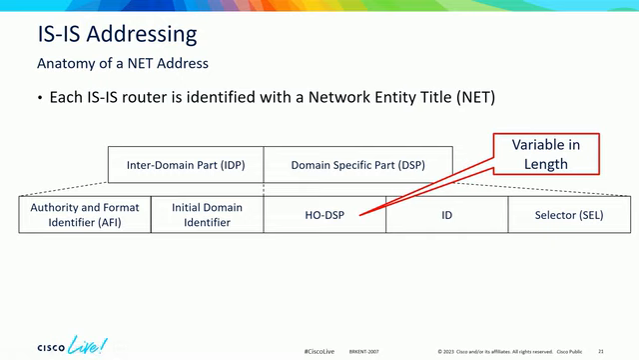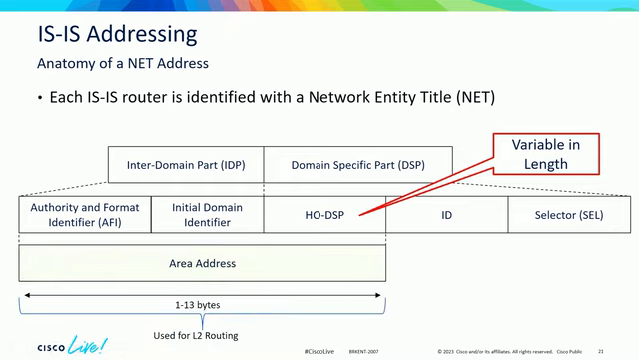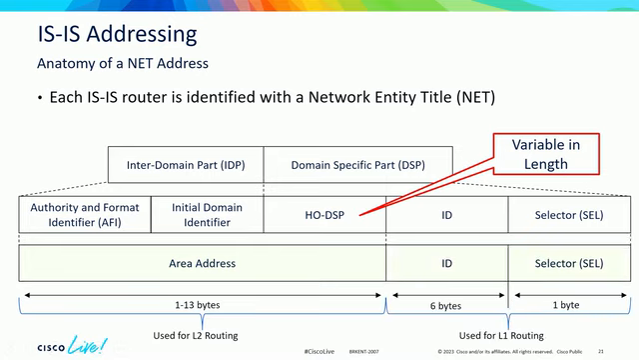Now, diving a little bit deeper, that's where the fun part is. The high order DSP is variable in length. You can see the area address can be between 1 and 13 bytes. That's the biggest confusion when you look at the documentation because of that variable length. How long is it? What is actually going to work? The back half is the ID at 6 bytes with 1 byte for the cell. And like I said, the cell's easy. It's 00. When you're configuring, it's always going to be 00.